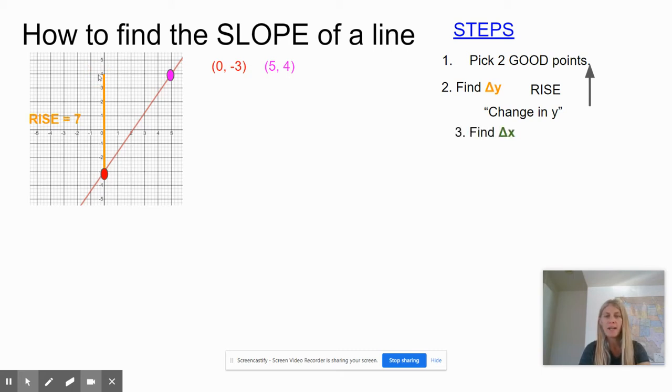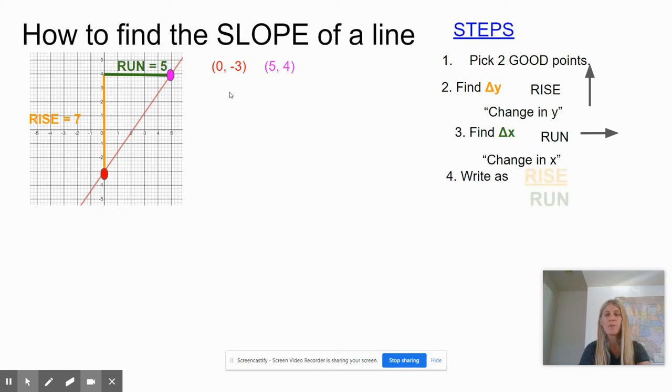Now I'm going to go ahead and find delta x, which is change in x. So I'm going to go from this top point that I am right here after I found my rise, and I'm going to count over how many spots to reach the second dot, and that's my run. I know you guys have heard rise over run, so I'm going from left to right, and this is my change in x. So to get over there, I'm going to move to the right 1, 2, 3, 4, 5. So my run in this case is 5.